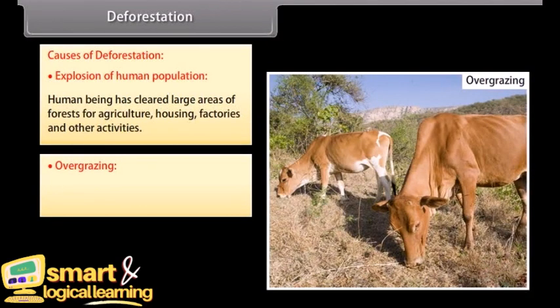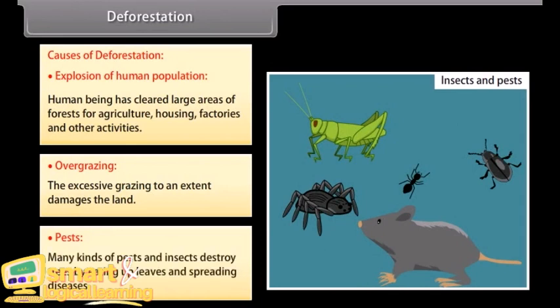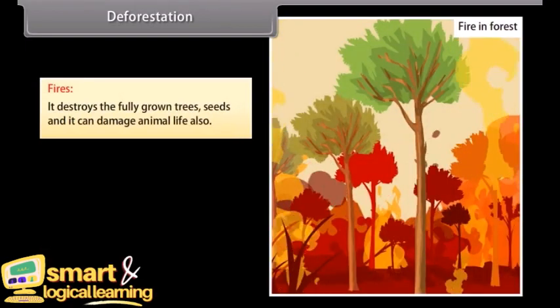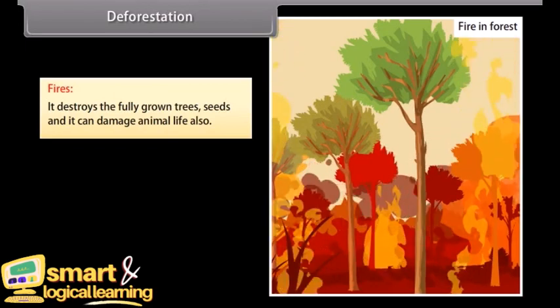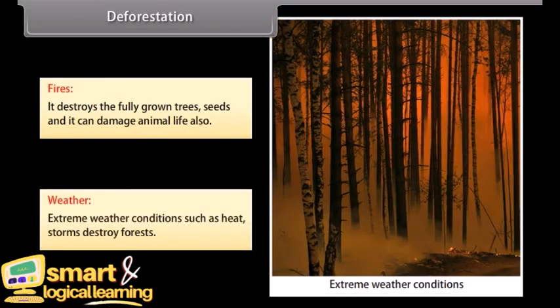Overgrazing. Excessive grazing, to an extent, damages the land. Pests. Many kinds of pests and insects destroy trees by eating up leaves and spreading diseases. Fires. They destroy fully grown trees and seeds, and can damage animal life also. Weather. Extreme weather conditions such as heat and storms destroy forests.